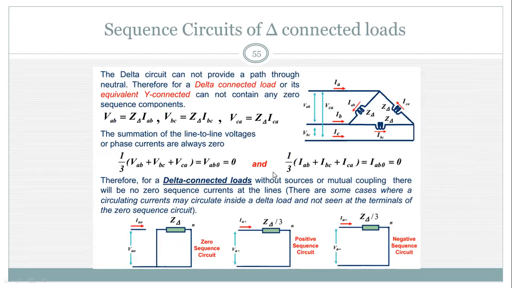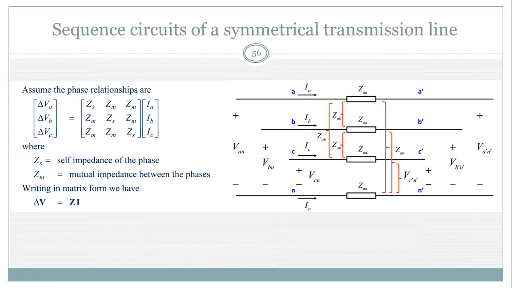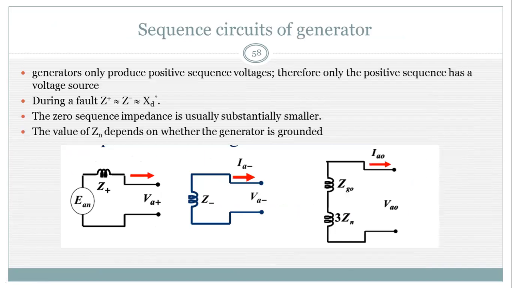If the network is delta connected, or if the load is a delta connected load, then the sequence network, the sequence circuit, the circuit derivation, equation derivation, and the circuit diagram is given here. So that is a homework for you. And now for the sequence circuit of a generator.